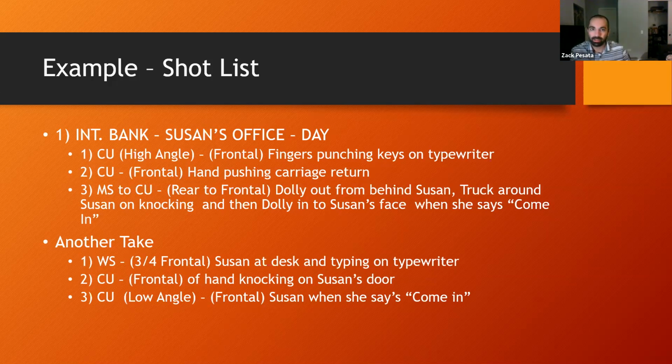So that's one take. Now this would be another. Wide shot, 3/4 frontal, Susan at desk and typing on typewriter. Shot number 2, close up frontal of hand knocking on Susan's door. Shot number 3, close up low angle frontal, Susan when she says, come in. Doesn't matter, however you want to approach it.